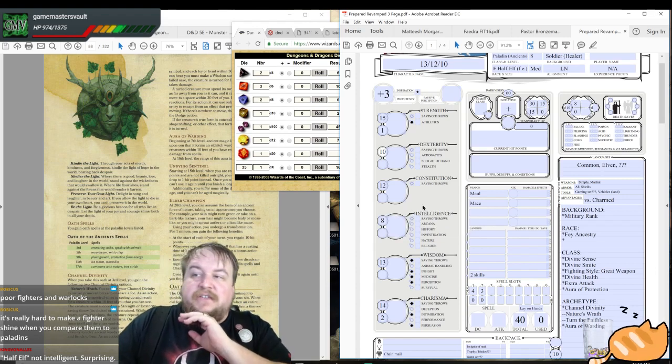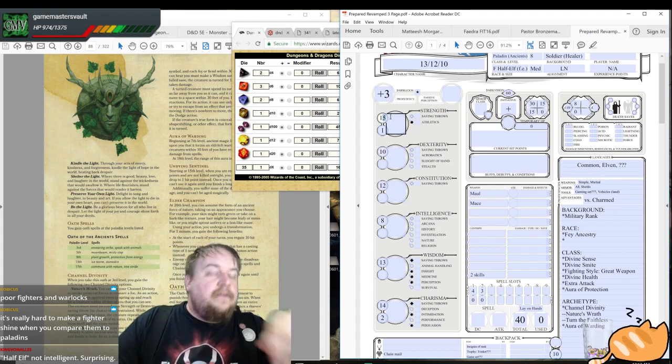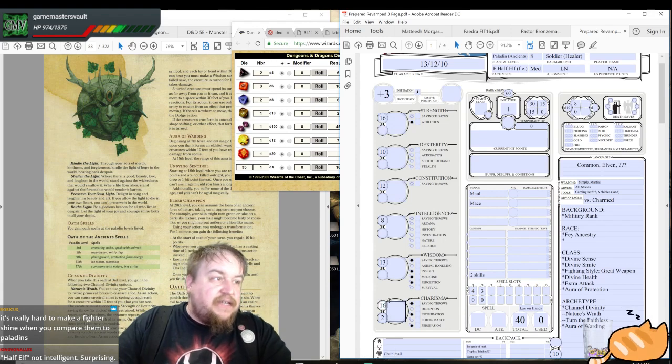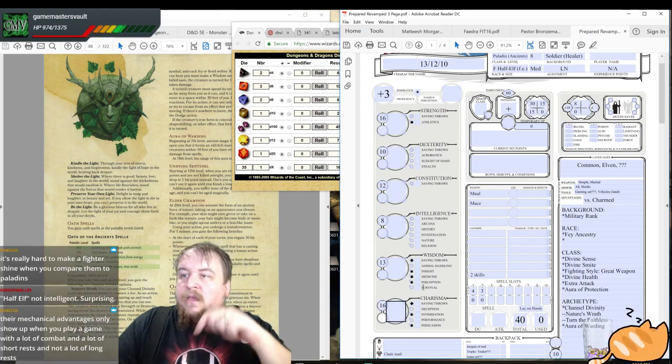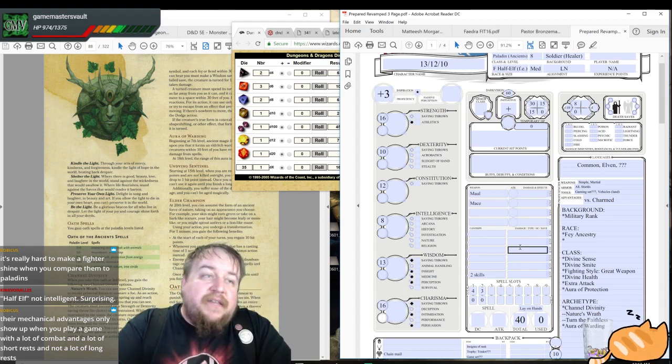Half-elf, not intelligent? Surprising. If we include, then, the racial bumps, this is a 16 and a 16. And she is going to get 2 ability score improvements.